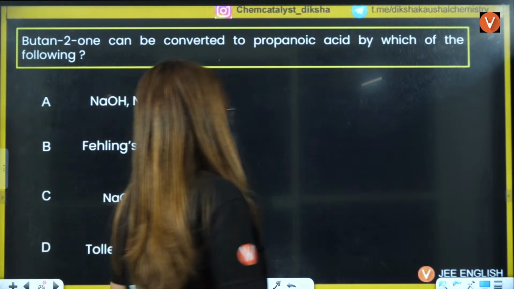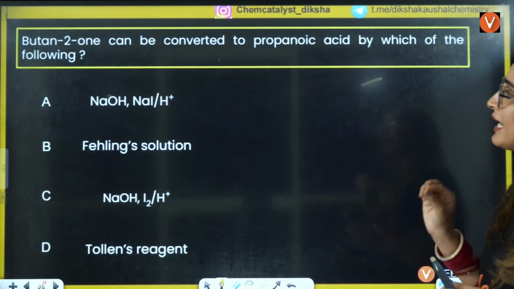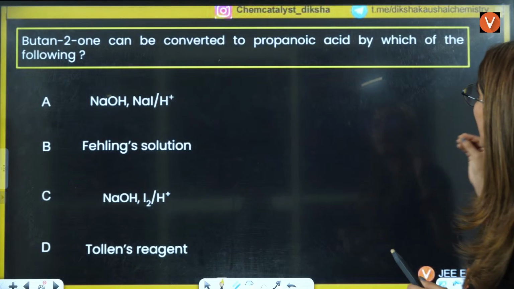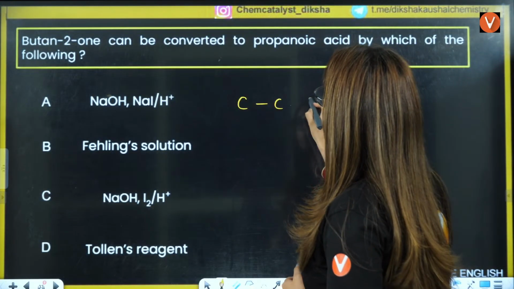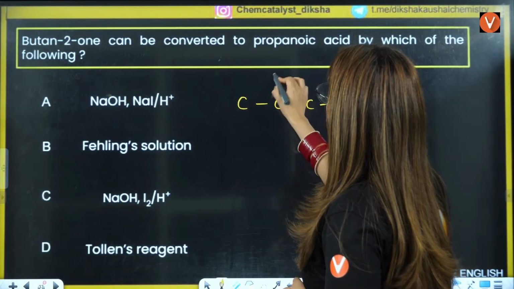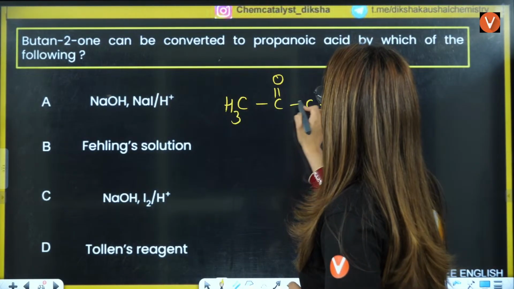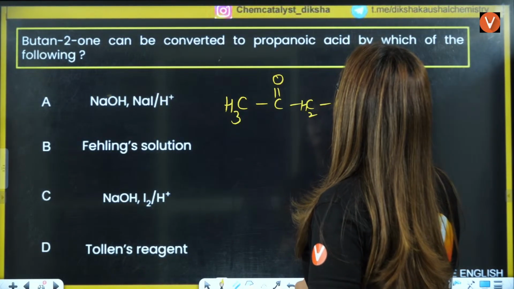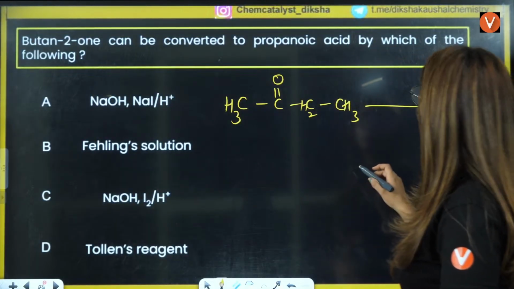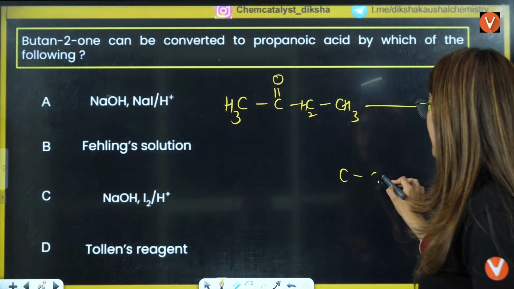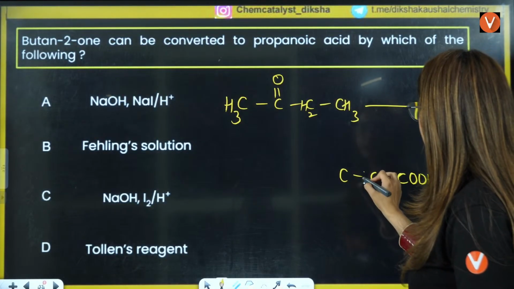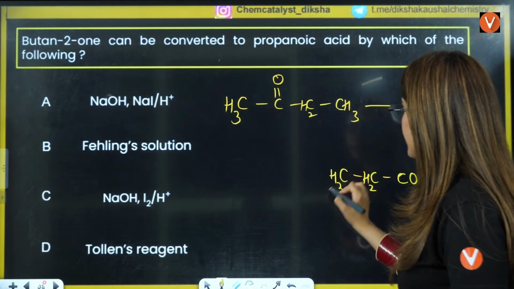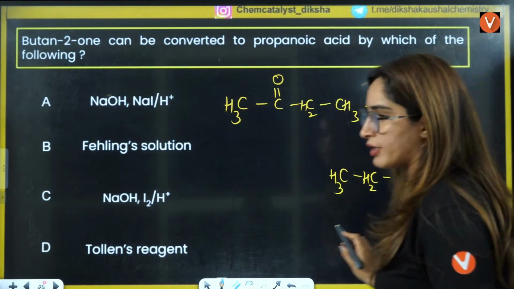Now next question is: butane-2-one can be converted to propanoic acid by which of the following? Butane-2-one is what? 1, 2, 3, 4. On the second position you have double bond O, right? Now they are saying you have to convert it into which of the following? Propanoic acid. That means you have to convert it into COOH. This is CH2. This is CH3. This is where you have to convert it into.